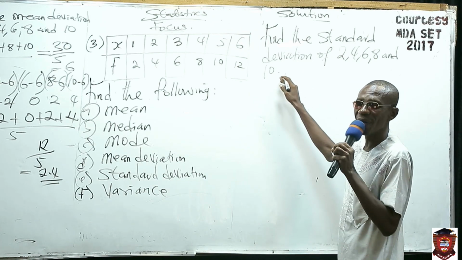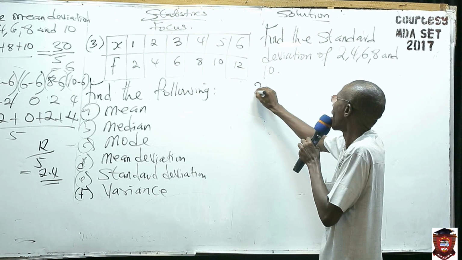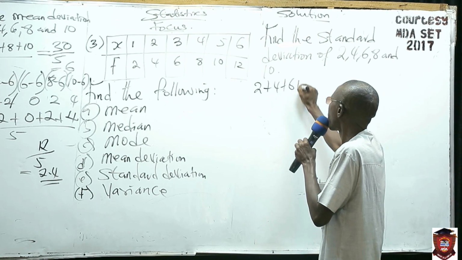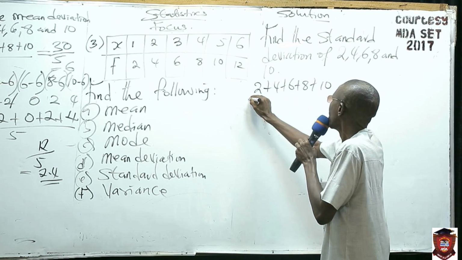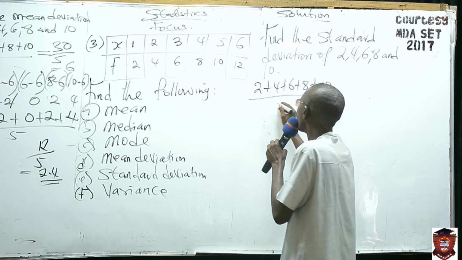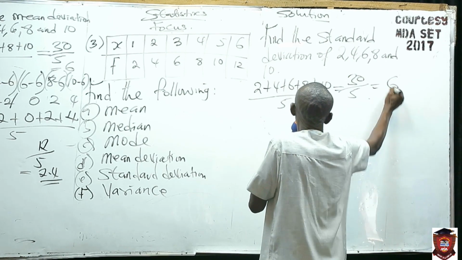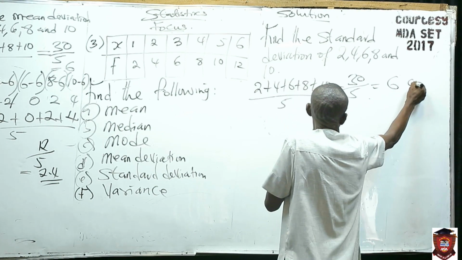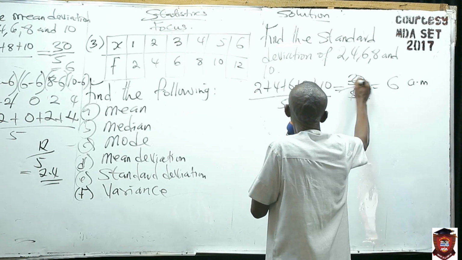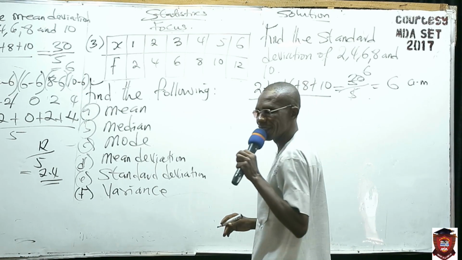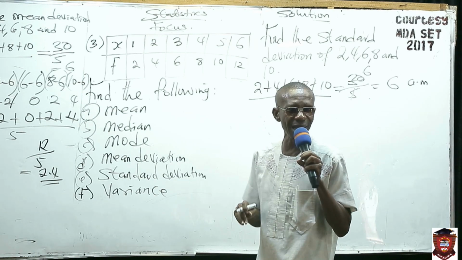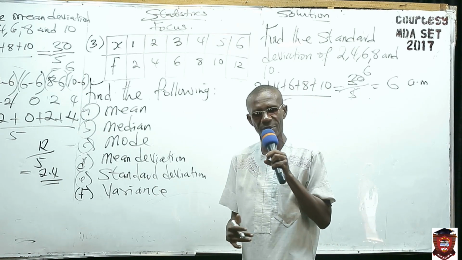Now let's go. We have the first one. We add up: 2 plus 4 plus 6 plus 8 plus 10, all over 1, 2, 3, 4, 5. They are 5 in number. If you add up, you have 30 divided by 5, which is 6. What do we call this 6 here? We call it the arithmetic mean. The next thing you do is to use the arithmetic mean to subtract the variables.